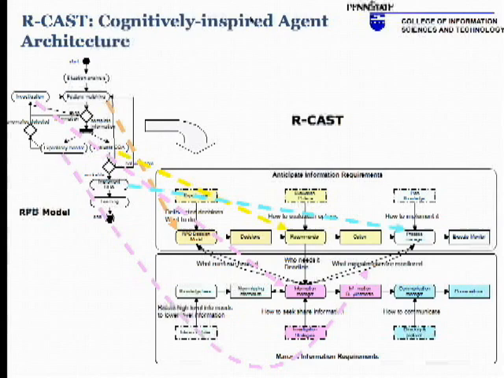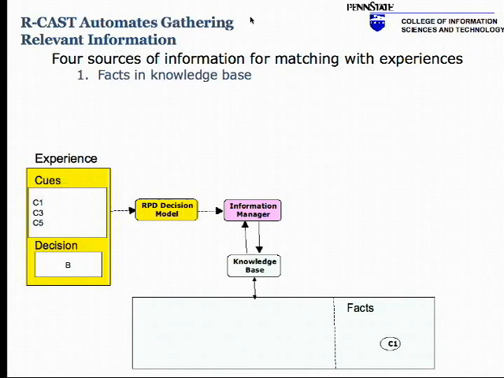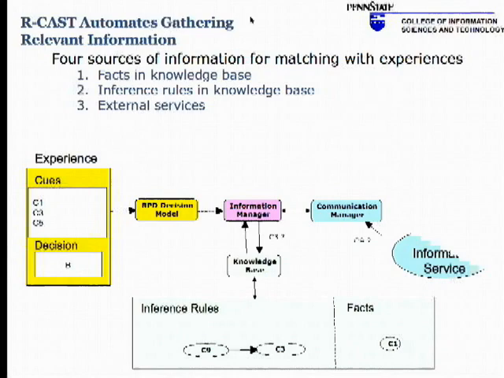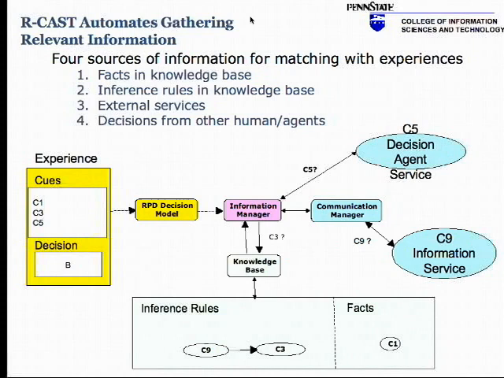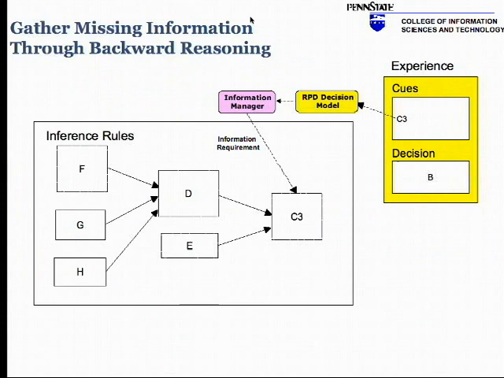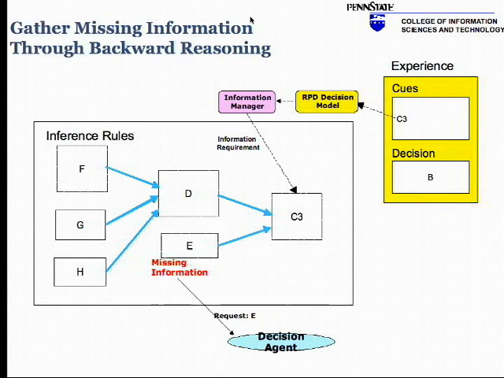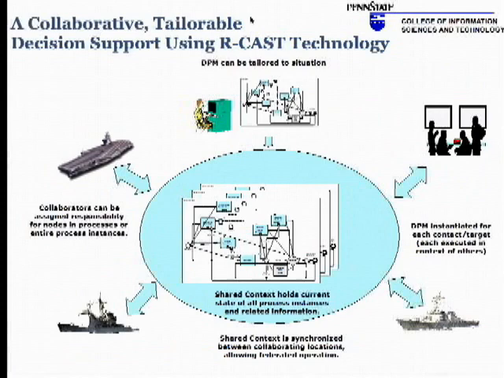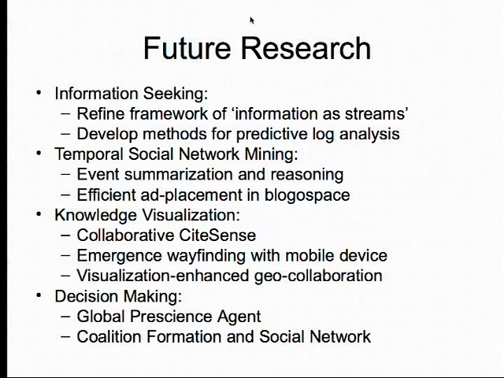So the information that's required can come from multiple sources. It can be already known in the agent, can be inferred, can be obtained from external services, or can be obtained from humans' decisions or other agents. So it's inherently a collaborative, very much a service-oriented framework. And it shows that even though the inference technique is forward triggering, the information need reasoning is actually backward inference. And we have developed various applications, including an application in the Navy domain.